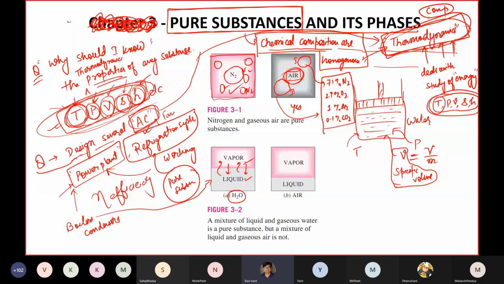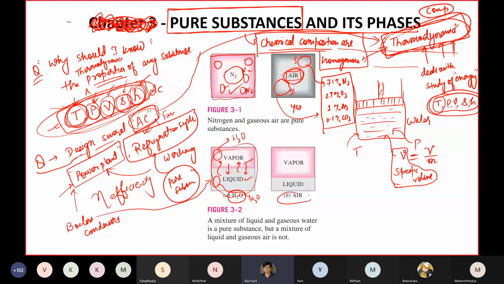It has the same chemical composition. If you take out samples from here, you'll see you have H2O only, and here also you'll see H2O only, whether it is in gas or vapor form or the liquid form. So again, this is also a pure substance.